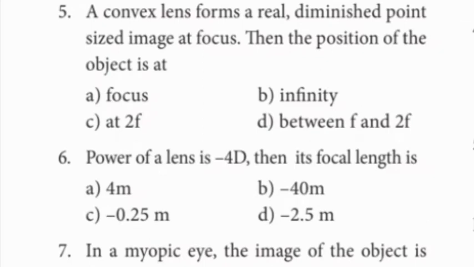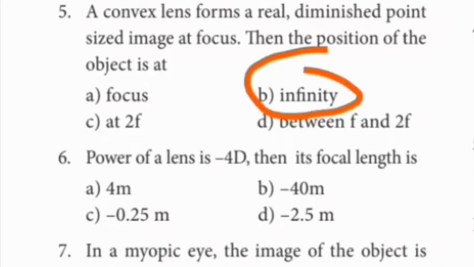Fifth question: a convex lens forms a real, diminished, point-sized image at the focus. Then the position of the object is at options: focus, infinity, at 2F, between F and 2F. The answer is B, infinity.